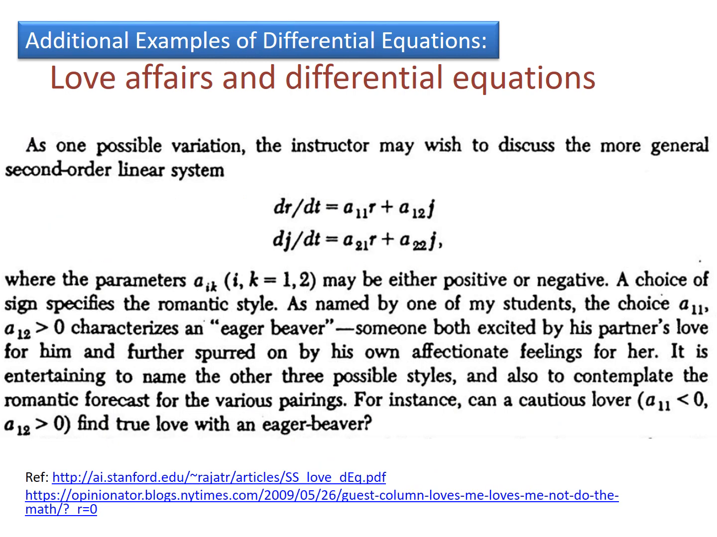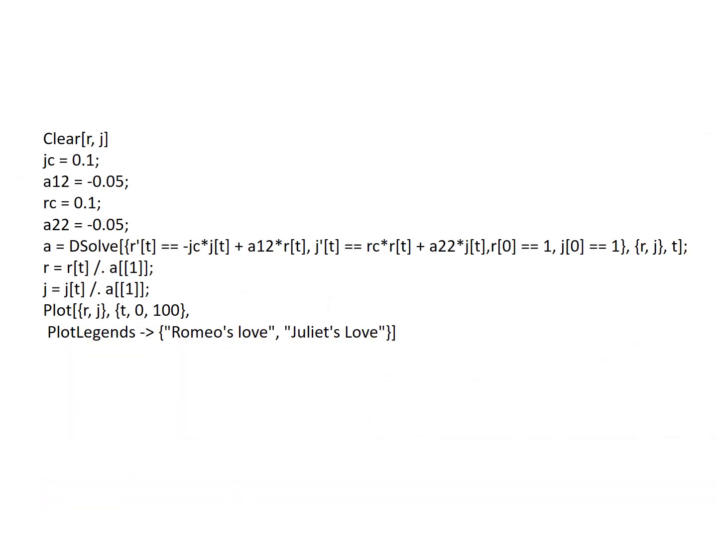You can also play around with different models for this differential equation. This is a relationship between the rate of Romeo's love, Romeo and Juliet, and the rate of Juliet's love. So you can play around with these and see how this is reflected in the changes in the quantities r and j over time. And here's some code that you can copy and paste into Mathematica to see the effect.